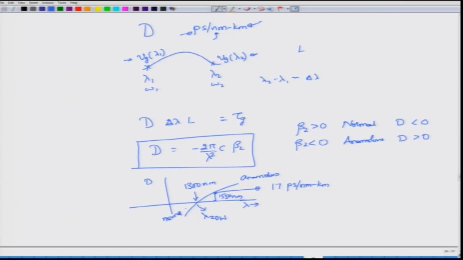And of course, this D with respect to lambda is not a straight line; D with respect to lambda is kind of a curve, and you sometimes introduce what is called the slope of the dispersion parameter, which I denote as S lambda, given by del D by del lambda. In fact, this can be related to beta 3. Beta 3 is basically the third order dispersion, which is the third derivative of beta with respect to omega. Okay. So, these are some of the important parameters regarding dispersion.